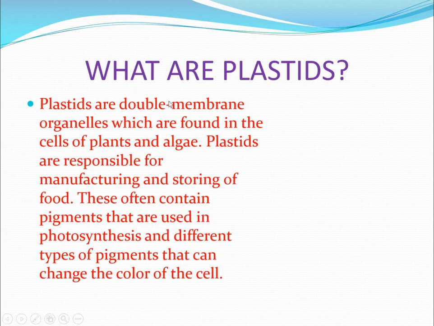Before discussing much, let's read what it is. Plastids are double membrane organelles which are found in cells of plants. They are not present in animals. Plastids are responsible for the manufacturing and storing of food. They often contain pigments that are used in photosynthesis, and different types of pigments that can change the color of the cell.